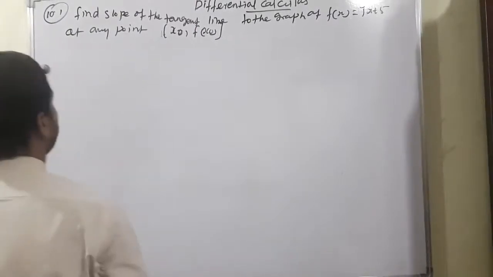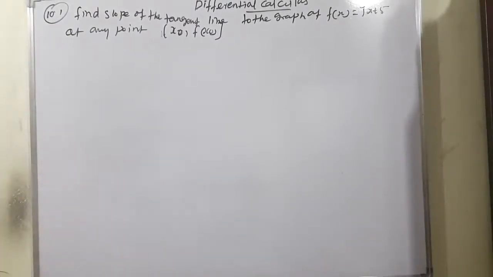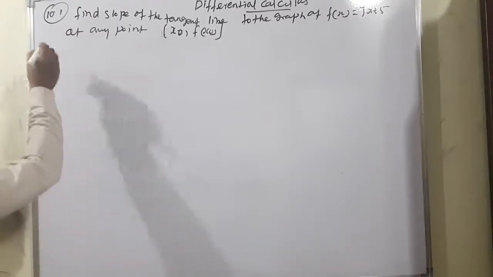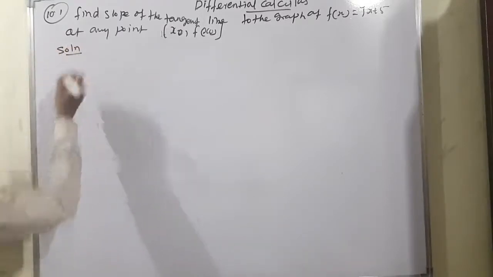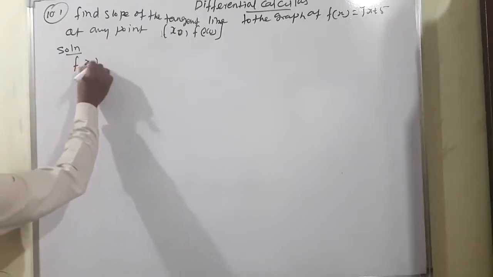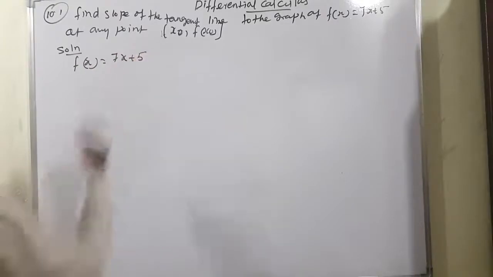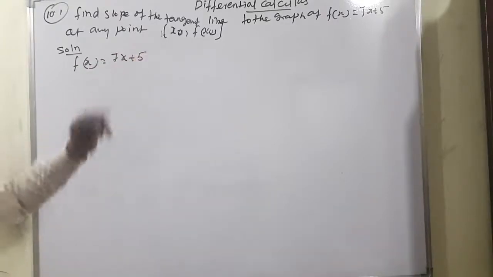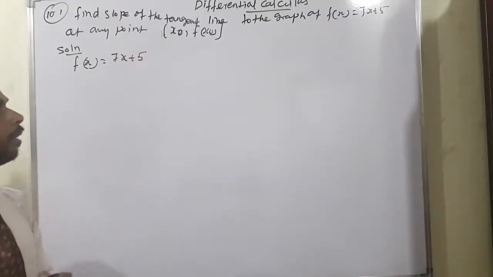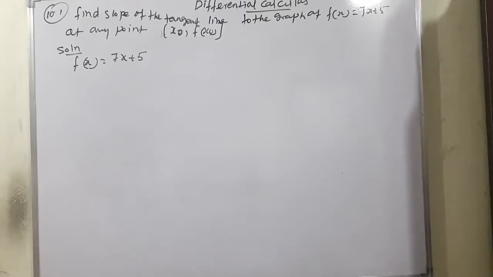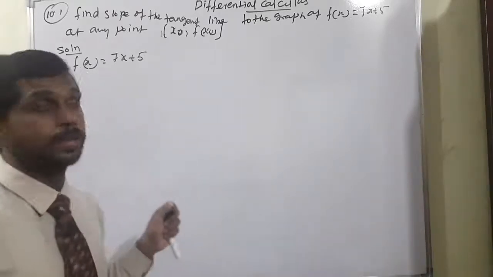Moving to example 10.1: find the slope of the tangent line to the graph of the function f of x equal to 7x plus 5 at any point x naught comma f of x naught. There are some important steps. If you know the steps, it is very easy to solve this problem.